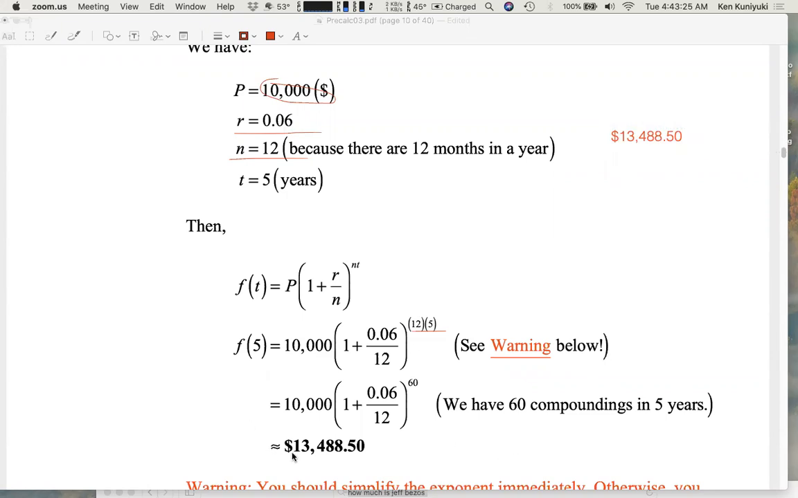Anyway, so after 5 years, after that interest is paid, exactly 5 years after you deposited your money, and you deposit your money right after a compounding period, $13,488.50. So you've made a profit of over $3,000 over your $10,000 principal. Pretty good. Very good. Okay. So now, moving on.